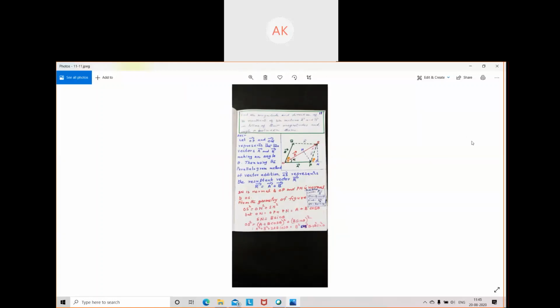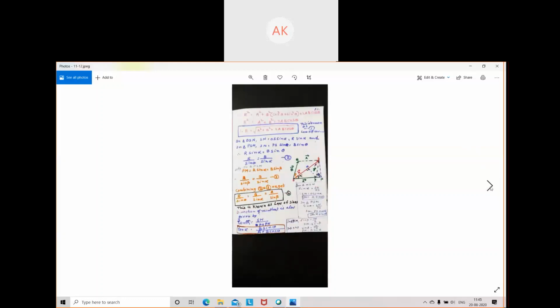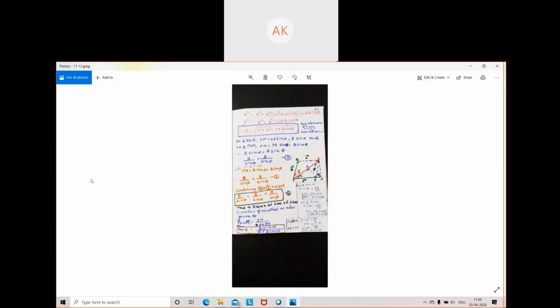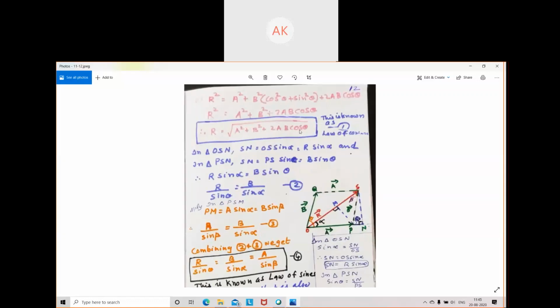So what is the magnitude we got? Magnitude R equals root of A square plus B square plus 2AB cos theta. That is the magnitude. And for direction, study this well. This is known as the cosine law, and this is known as the sine law.